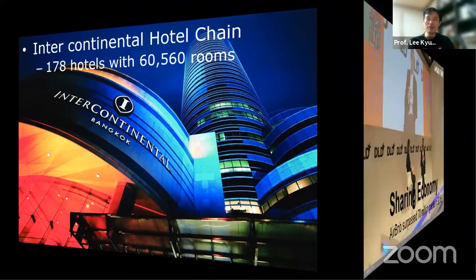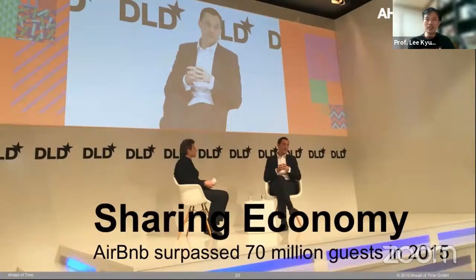This is Airbnb. They do not have any rooms, but they have more than 70 million guests a year. They just make people share the rooms. It is very convenient, and I use Airbnb many times. We say this is a sharing economy. Airbnb provides the platform for the people to share the rooms, and Airbnb makes a lot of money from that.